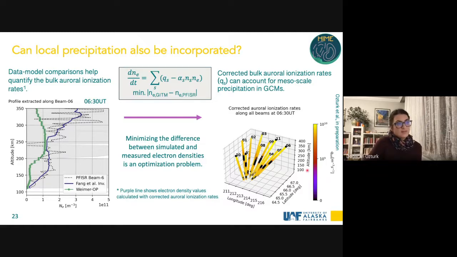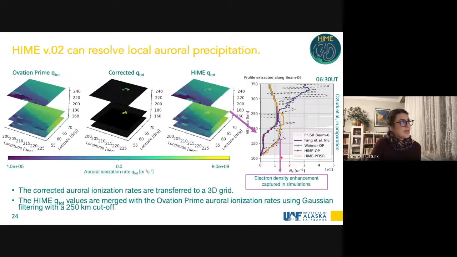So here you can see how this corrected auroral ionization rate looked along the beams. And then we can again merge it with a large-scale particle precipitation model like Ovation Prime. You can see that there are different gradients, but everything is very smooth in the Ovation Prime auroral ionization rates. Here's the corrected auroral ionization rate calculated from the Pfizer electron density measurements. And this is how HIME incorporates basically these two different ionization.